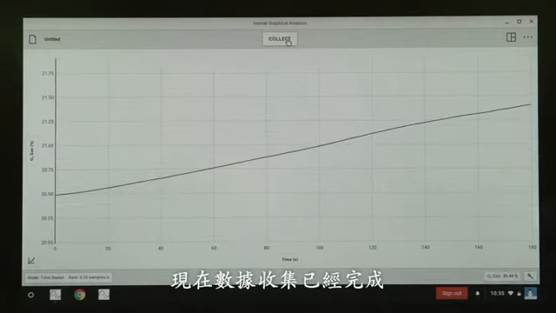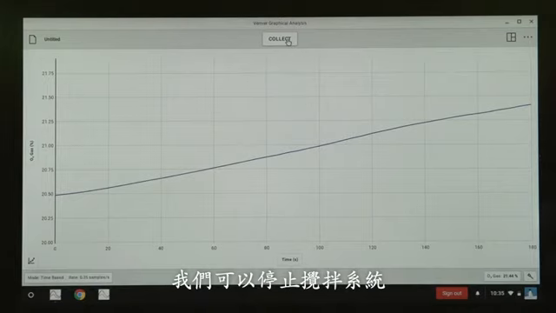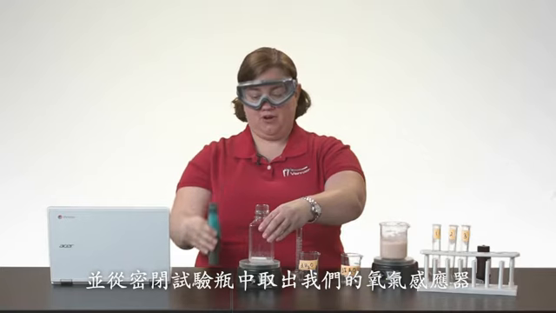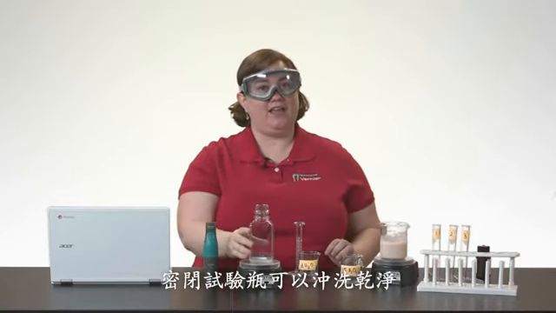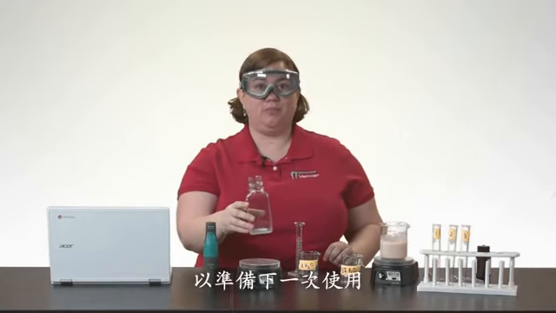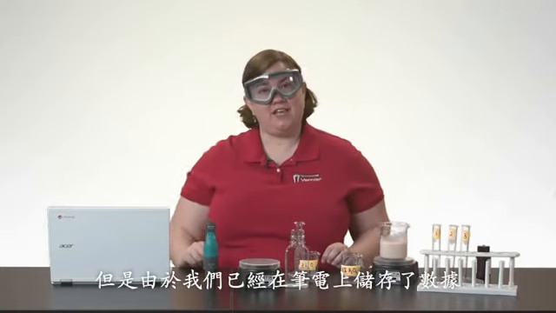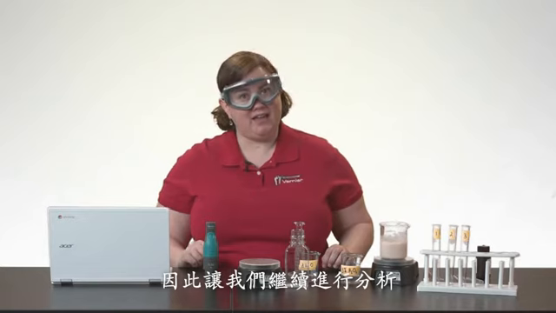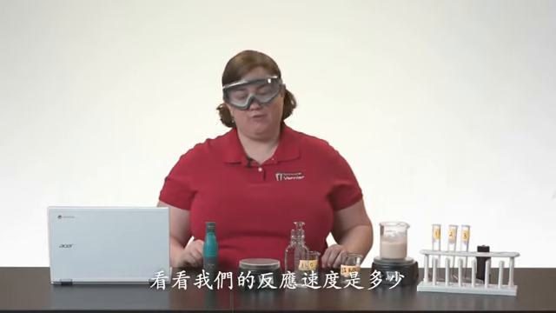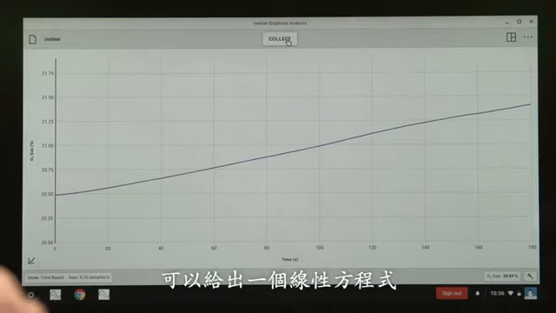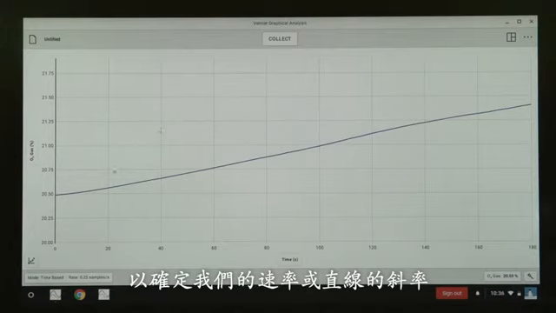Now that data collection is complete, we can go ahead and stop our stir station and remove our oxygen gas sensor from the chamber, and the chamber can go ahead and be rinsed out to be prepared to use for another run. But since we already have data on our Chromebook, let's go ahead and analyze it and see what our reaction rate was. To do that, we can do a line of best fit that can give us a linear equation to determine what our rate or the slope of the line is.